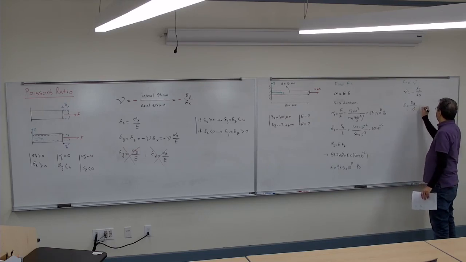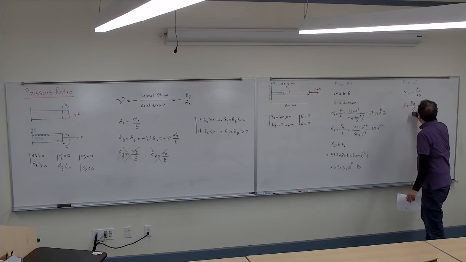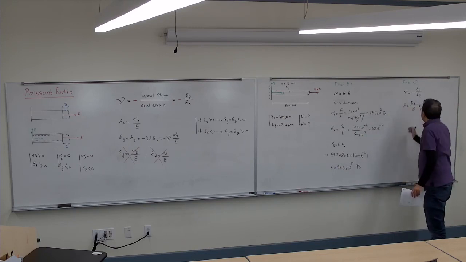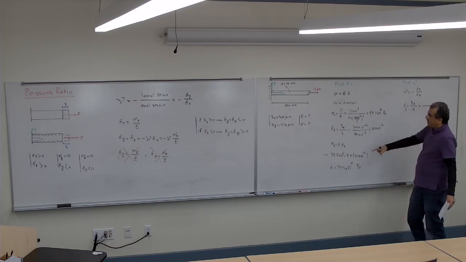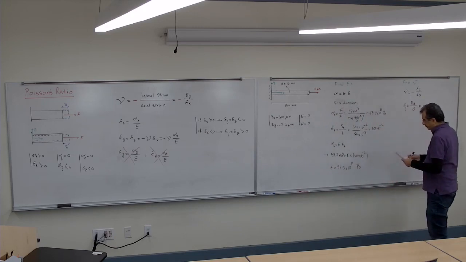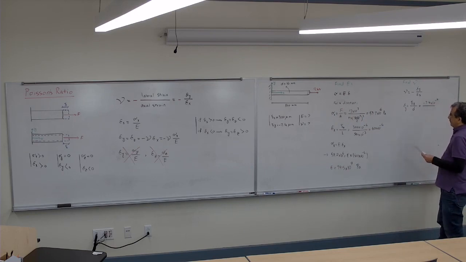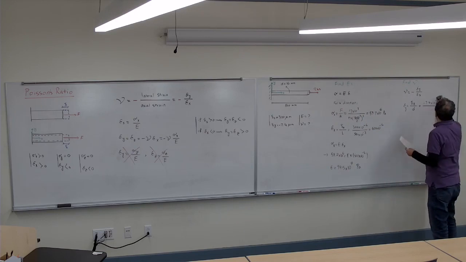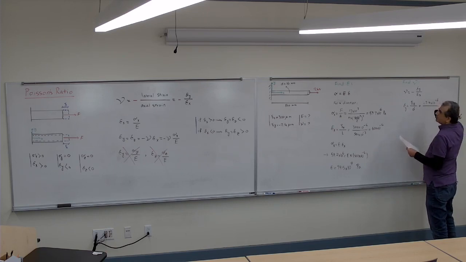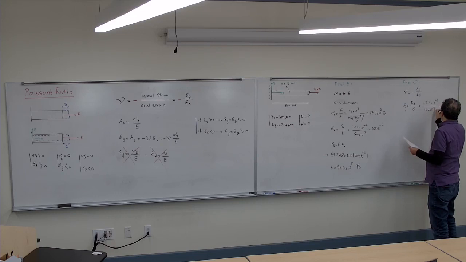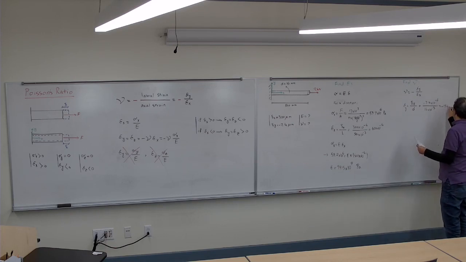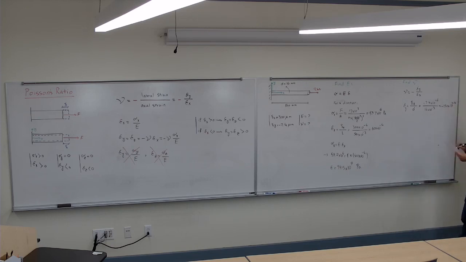So epsilon y, delta y is given as negative 2.4 micron, 2.4 times 10 to the negative 6, divided by the D. How much was the D? 16 times 10 to the negative 3. So if I have them right, it should come out to negative 150 times 10 to the negative 6. Is it right?